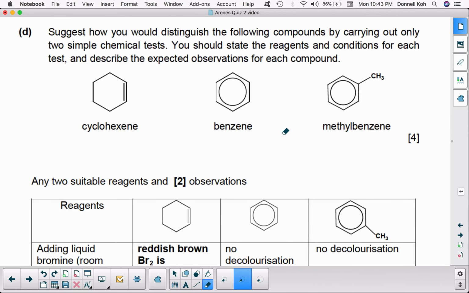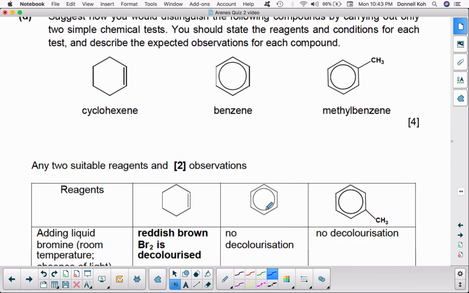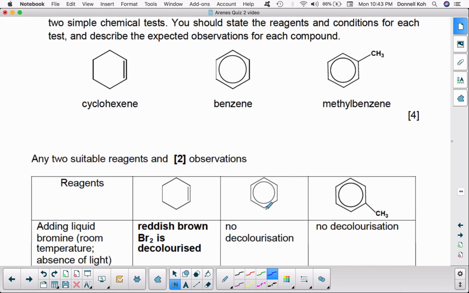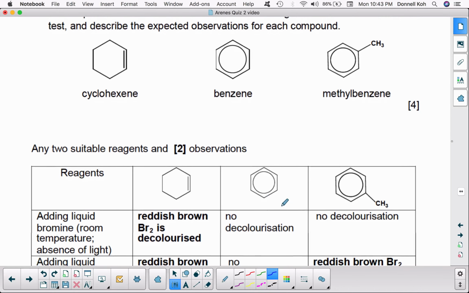Let's look at question D. You're supposed to distinguish the following compounds by carrying out only 2 simple chemical tests. So you have cyclohexene, benzene, and methylbenzene. So let's look at the first answer. If you add liquid bromine, let's see what happens, but in the absence of light.